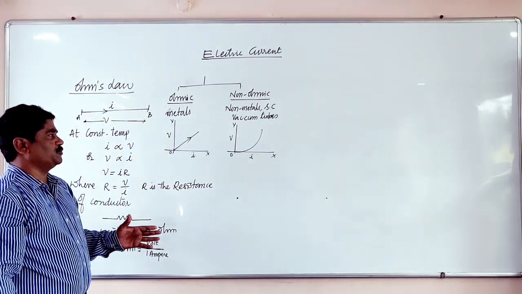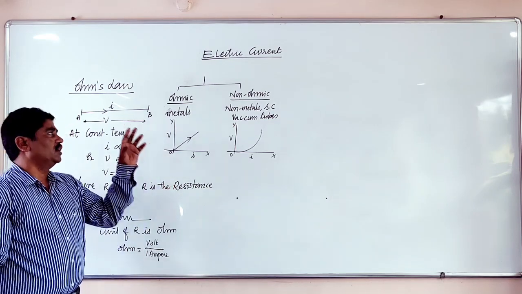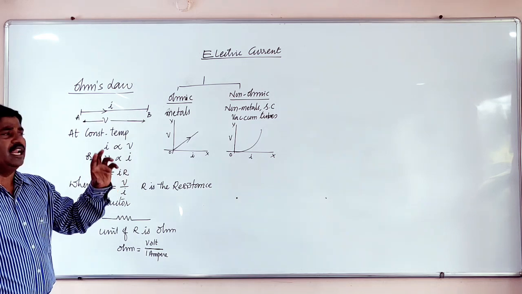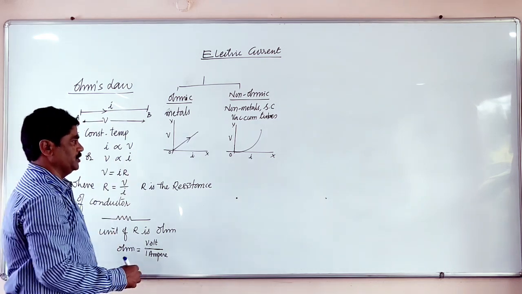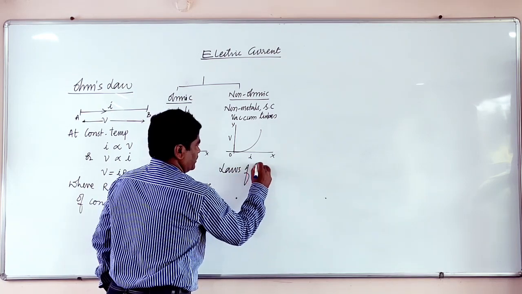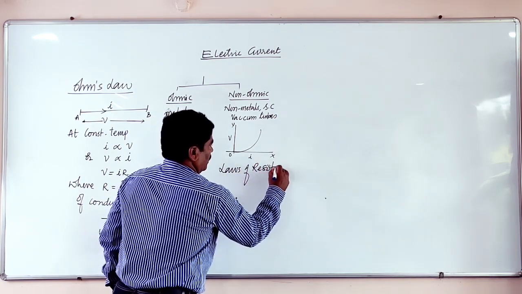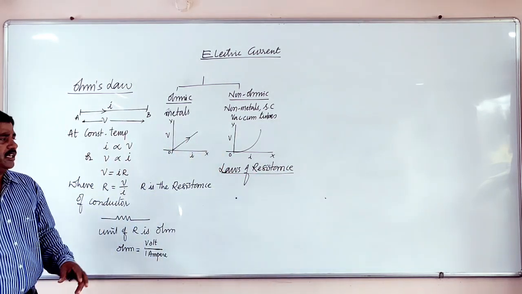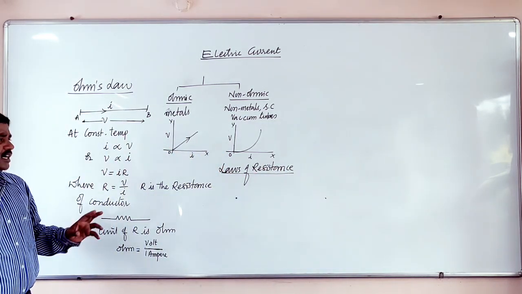And we can have an experiment to prove how Ohm's law is verified, so we can discuss that in the lab activity. But here we can discuss the laws of resistance. What are the laws of resistance? How can resistance be defined based on the physical condition of the conductor?